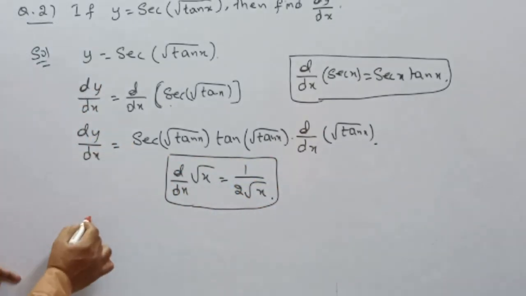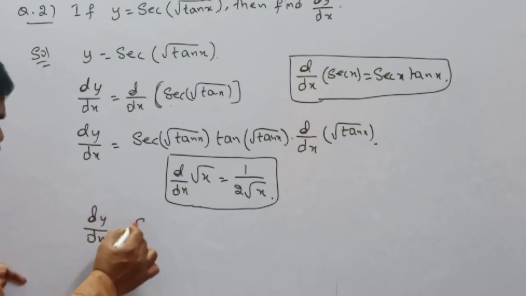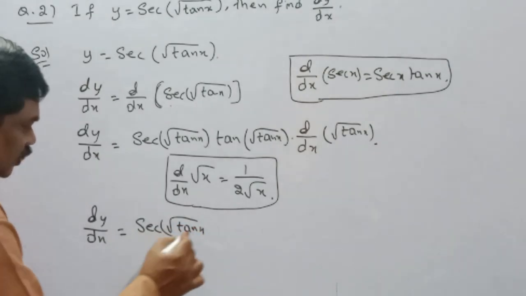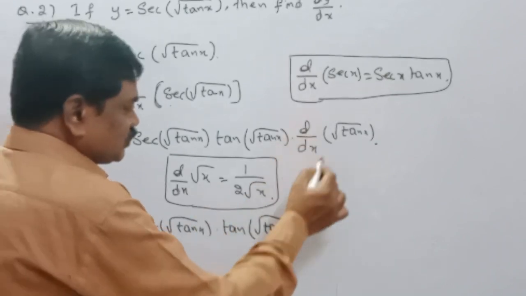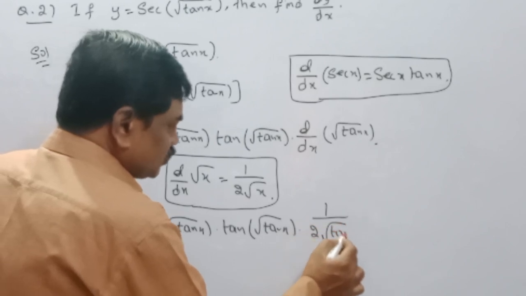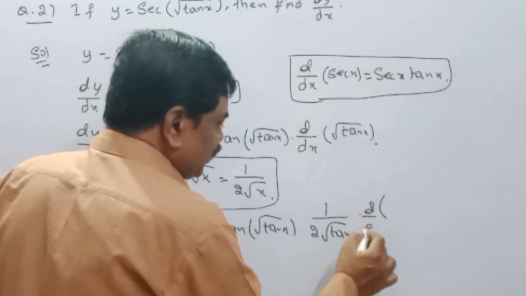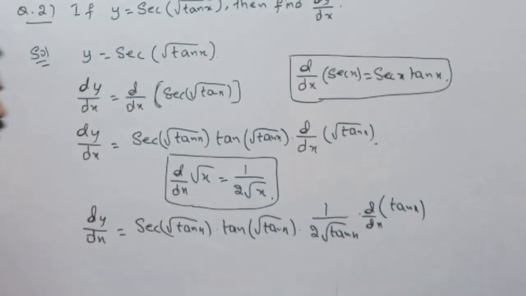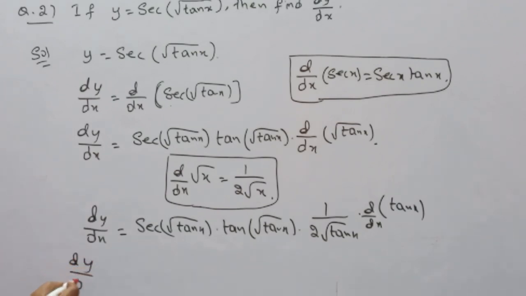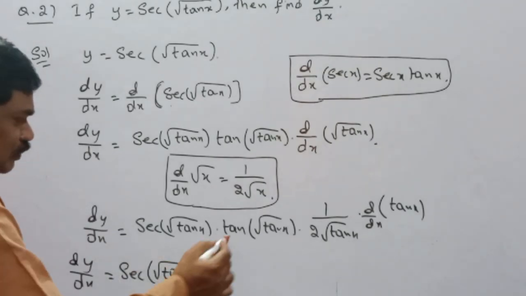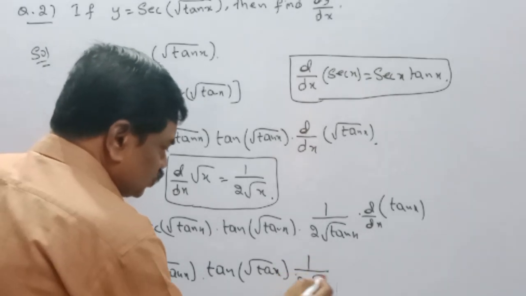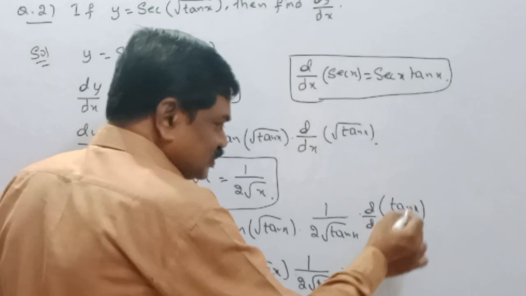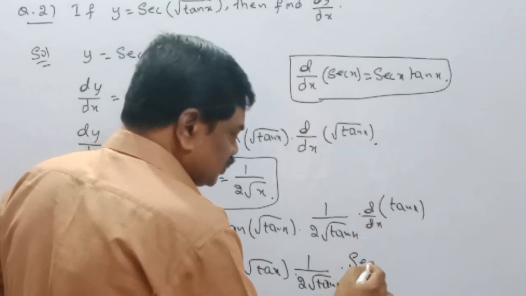By using this formula, dy by dx is equal to sec root tan x into tan root tan x into the derivative of this one, 1 by 2 root tan x into d by dx of tan x. Then dy by dx is equal to sec of root tan x into tan of root tan x into 1 by 2 root tan x into, what is the tan x derivative? The tan x derivative is secant square x.